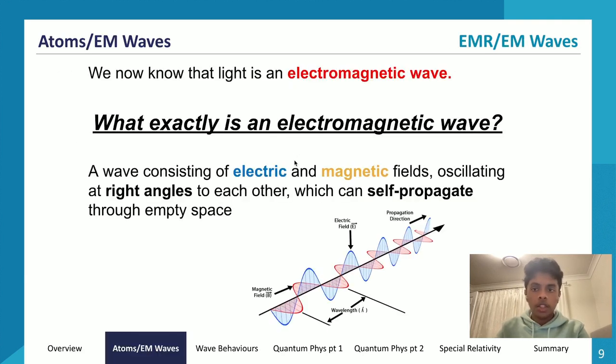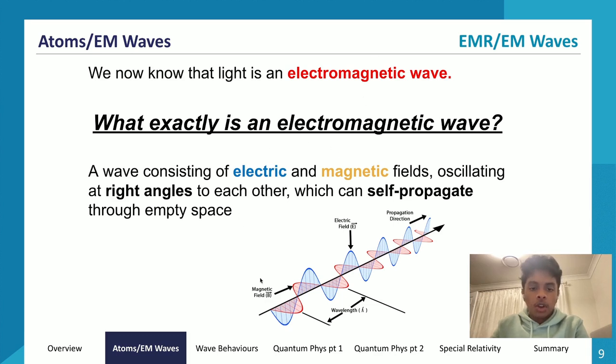So with that said, let's get into electromagnetic radiation and electromagnetic waves. Most of you will know that light, we consider it an electromagnetic wave. And if you see over here, it's in red. So we need to ask ourselves, what exactly is an electromagnetic wave? Can I define what an electromagnetic wave is?